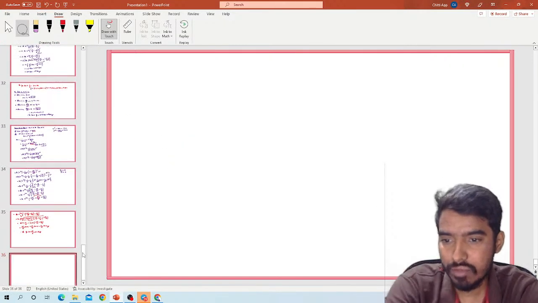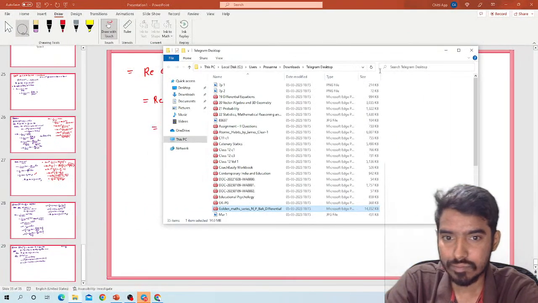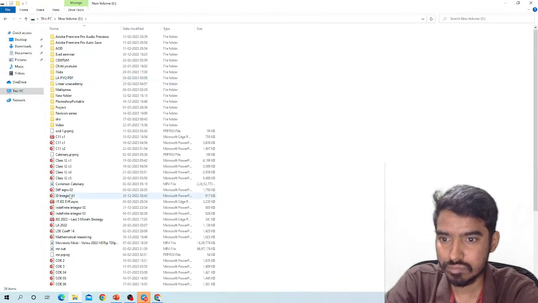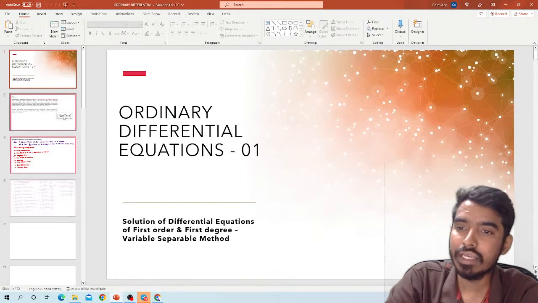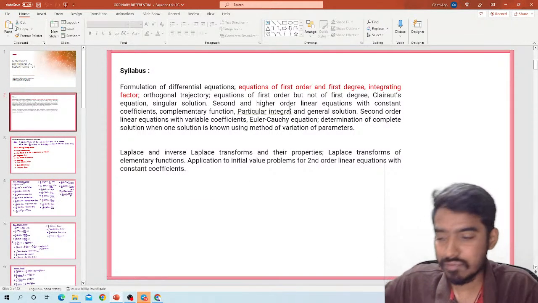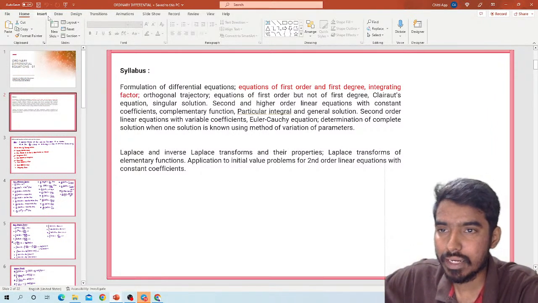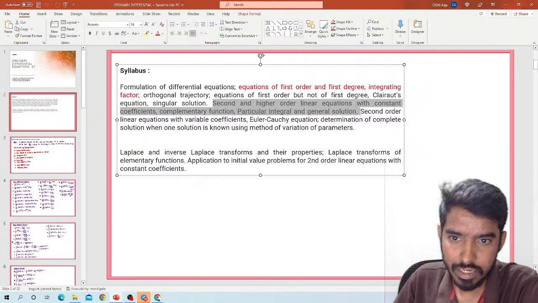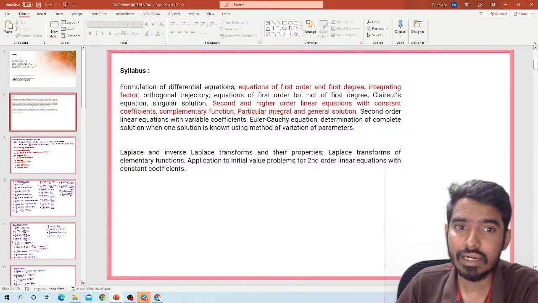So let us go back to the very first video that we have seen. This is the very first video in ODE. In the syllabus, in the very first video, we started with equations of first order and first degree, integrating factor. Now we have completed this topic, second and higher order linear differential equations. Equations of first order but not of first degree, that we will complete after finishing this method, right?